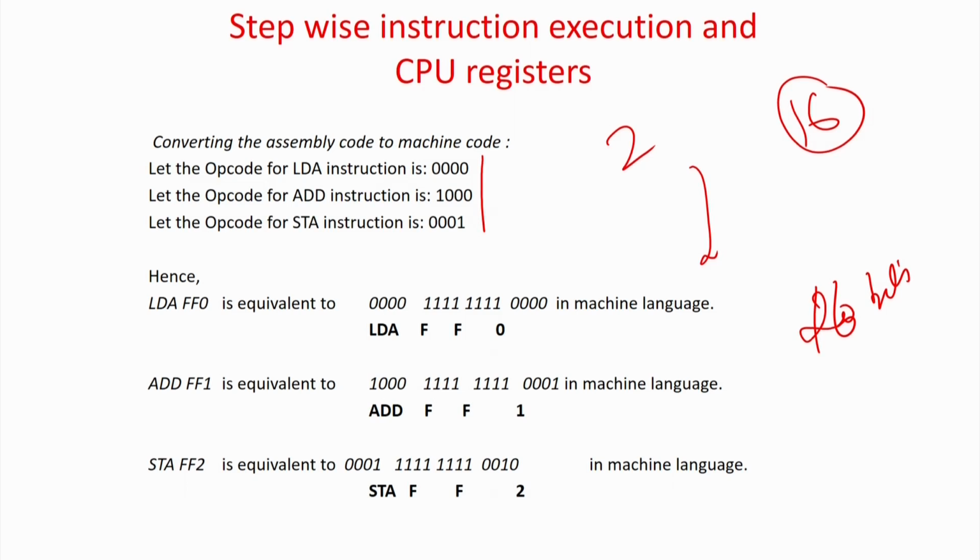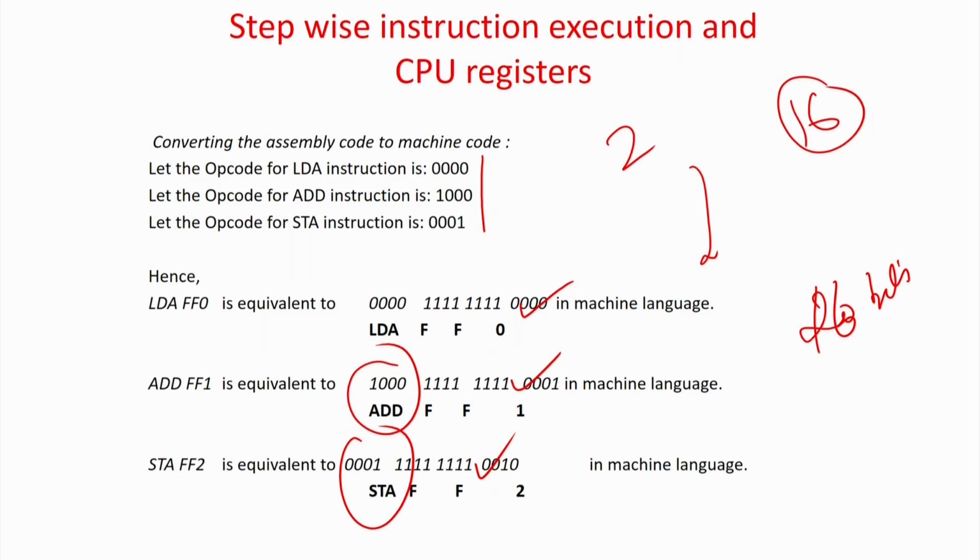Next is ADD FF1. It is the same case; now you can see that the code has changed where it corresponds to add, and similarly for storing. The idea is that if I write only these binary numbers, it is very difficult to understand, so you always go for the mnemonics.